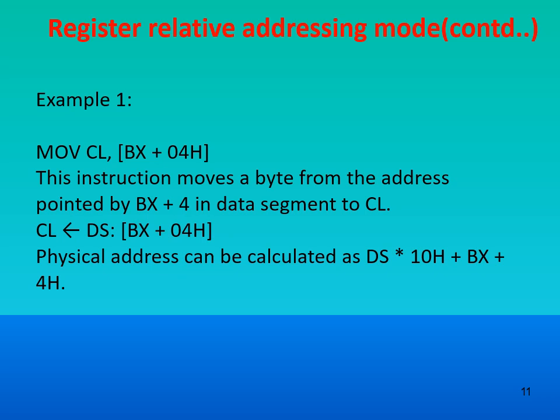So how will you calculate the effective address? DS into 10H plus BX value plus 4H, whatever is the displacement given. So that will be the physical effective address. That value will be picked up and given to the CL register. For a single effective address, you will be getting only 1 byte of data. So it is perfectly fine to move that 1 byte of data to a CL register, which is again of capacity 8 bits.